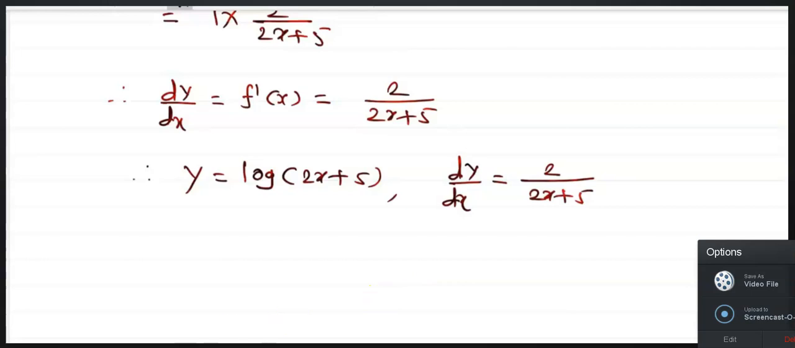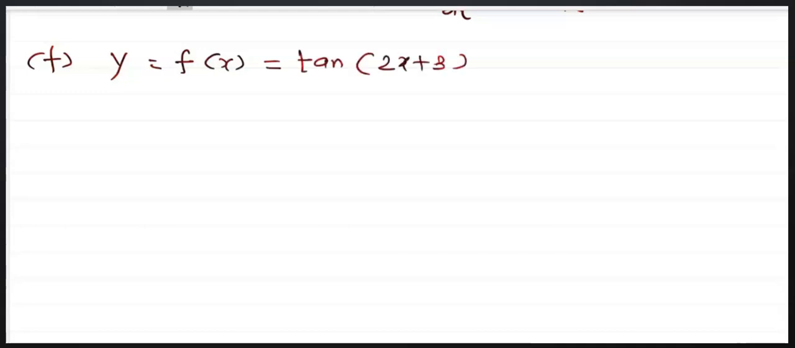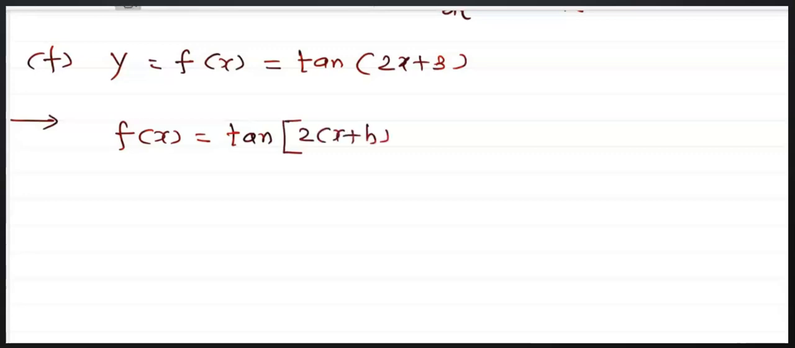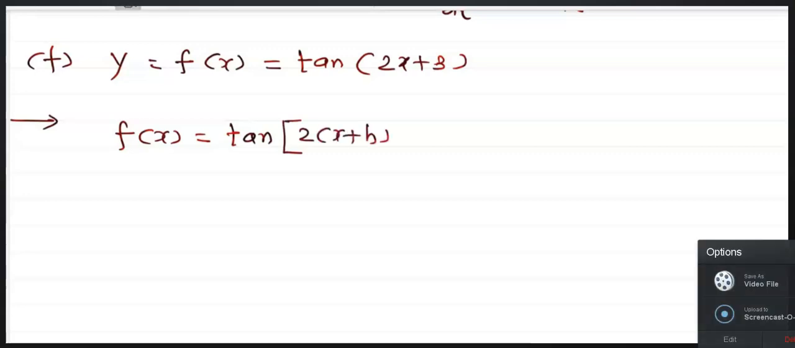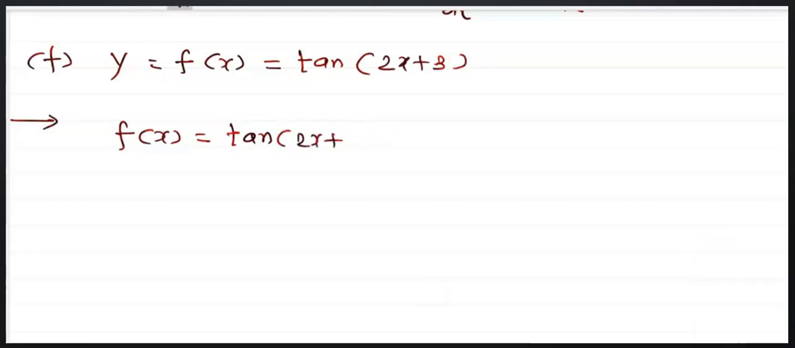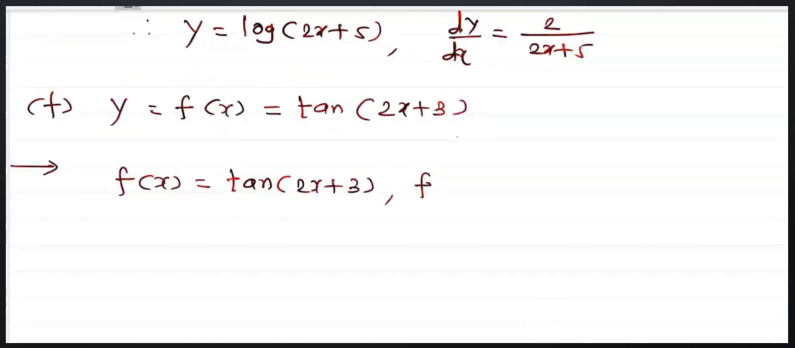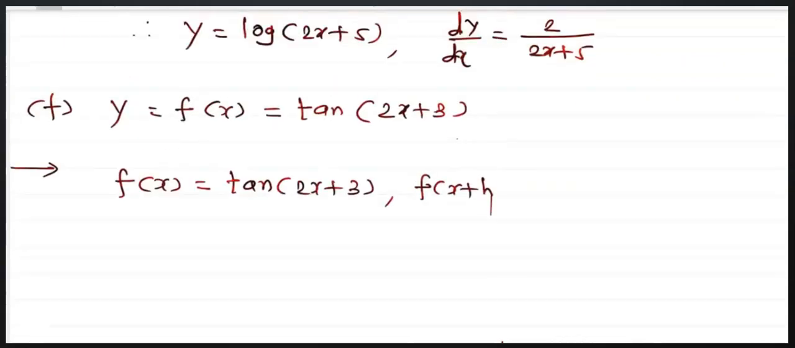Now next, y is equal to f of x is equal to tan of 2x plus 3. Then what is f of x? That is tan of 2x plus 3. Therefore, what is f of x plus h? F of x plus h is equal to tan of 2 in bracket x plus h plus 3.